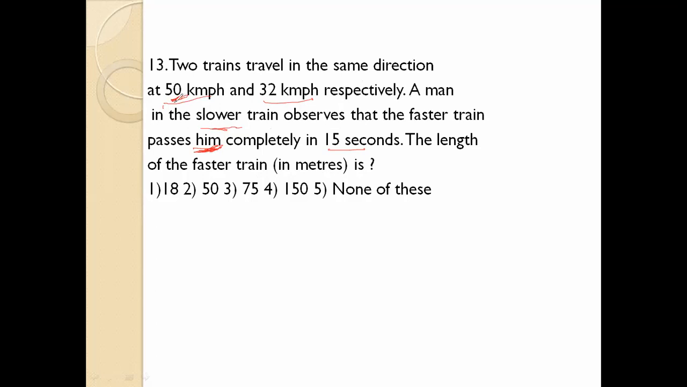So the length of the train is x, divided by the difference of speeds. That man also has speed, so the difference of speeds is 50 minus 32, 8 km per hour, which we convert into meters per second by multiplying by 5 by 18. Time equals distance by speed, 15. So x equals 15 into 18 by 8 into 5.